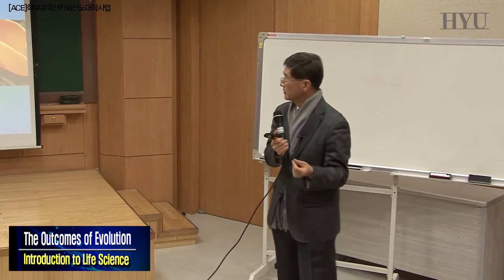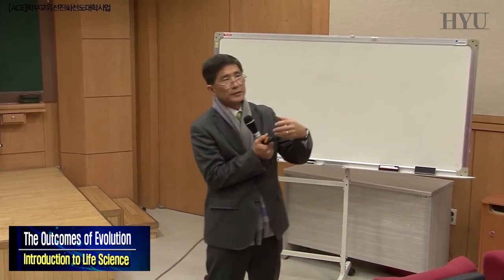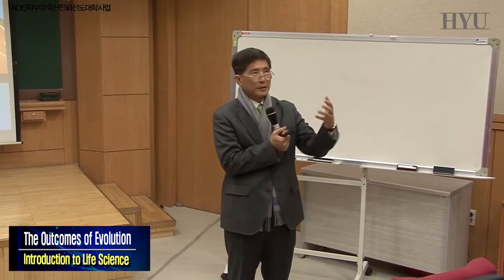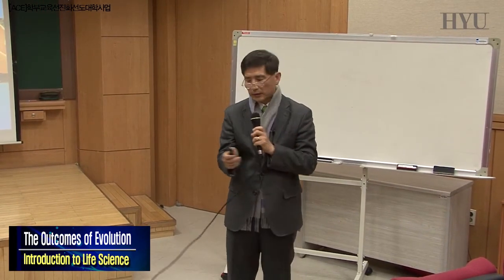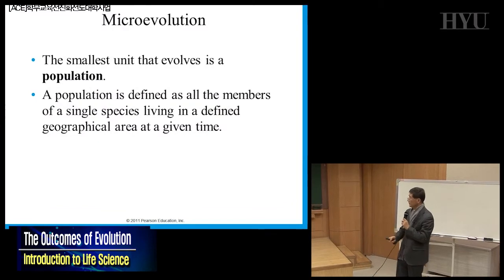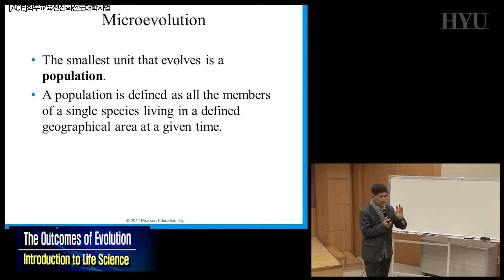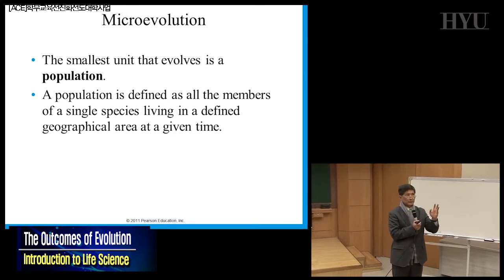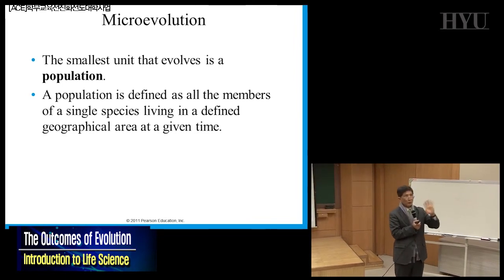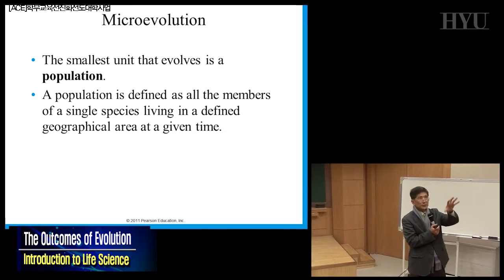Chapter 17, the means of evolution, microevolution. The question is, we said everything is evolving, and what exactly is it that evolves? What is the unit of evolution? The smallest unit that evolves is a population. You don't say an individual is evolving. No, the smallest unit is a population.